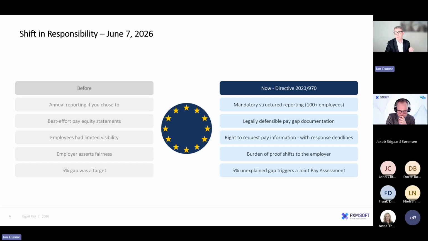So this is not an HR compliance tick box. It's a structural legal exposure. And the question for every HR manager on this call is: do you have the data, the process, and the documentation to defend your pay structure today, if you're asked to do this tomorrow?